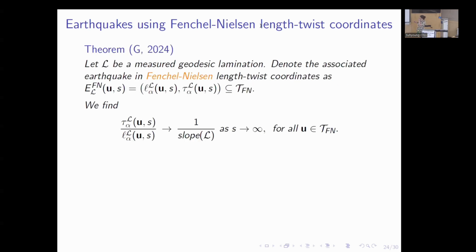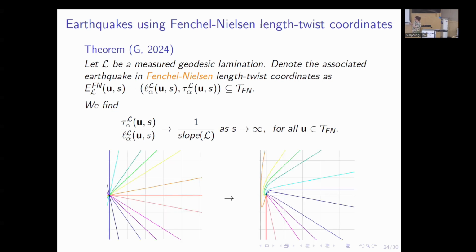So we get actually some nice results here that let us understand what happens at the limit of these earthquakes. If we have any measured geodesic lamination, we can denote the associated earthquake in Fenchel-Nielsen coordinates in terms of what happens to the length coordinate and what happens to the twist coordinate. And we can actually see that the slope of the earthquake at infinity relates to the slope of the initial lamination. So what does this mean?